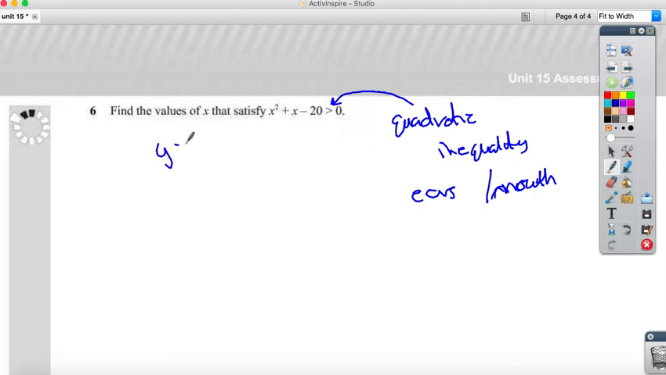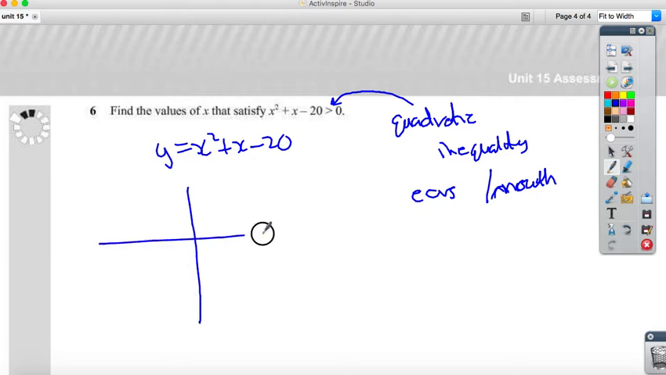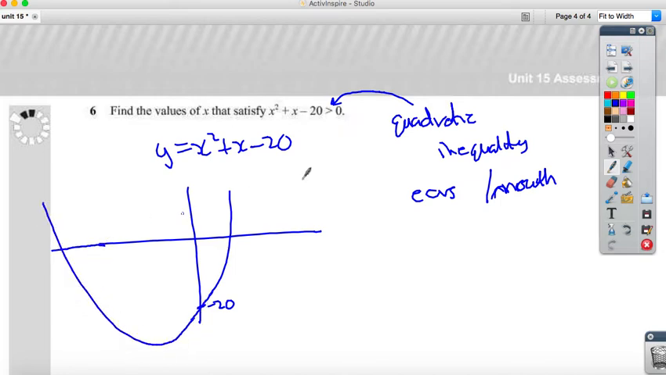So we're going to draw y equals x squared plus x minus 20. And to draw it, you first look at it and think, well, it's a positive shape. It crosses at minus 20, which is down here. And when it crosses at minus 20, it's going uphill. So it's going uphill here. It's going to come up through here, go down, and come back up again. So there's the graph.